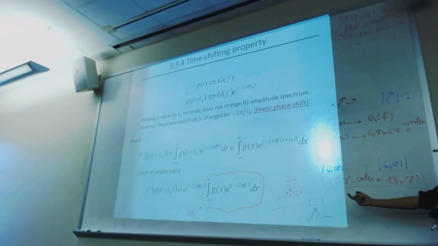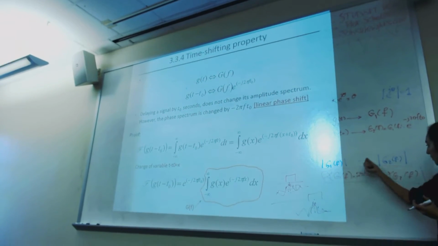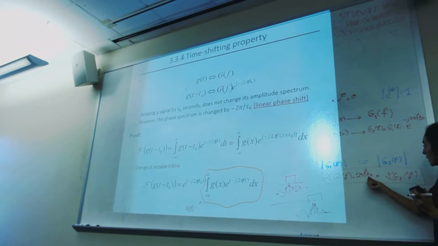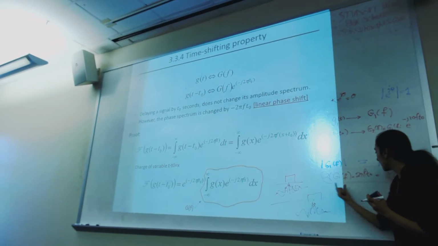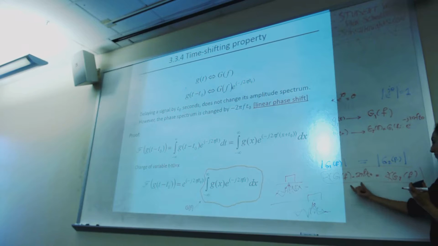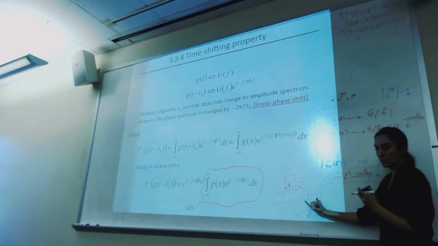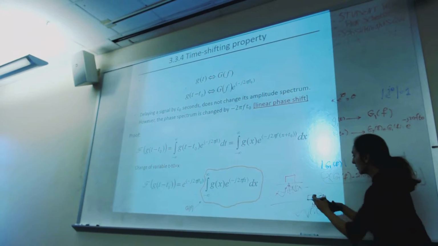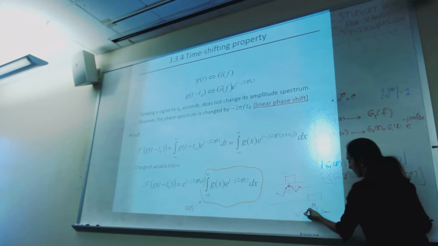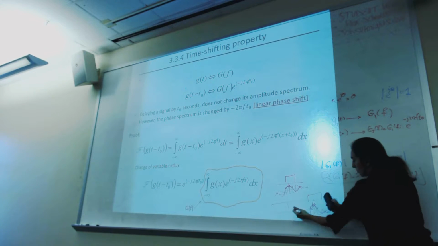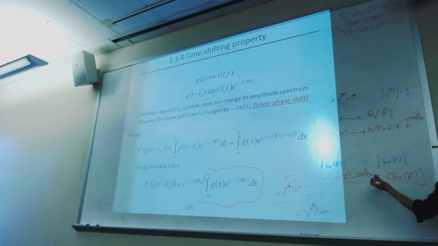Good. So therefore, when I shift the signal in time, I don't change the frequency component. The only thing that I'm changing is basically the phase of this frequency component. Instead of having a sine, let's say here, I have a sine here. So that sine also has been changed. That reflects in the phase.